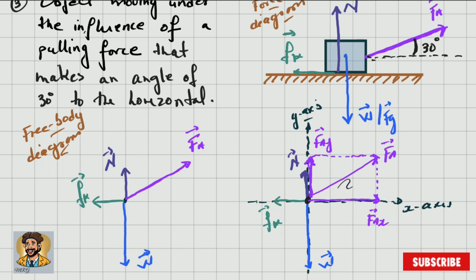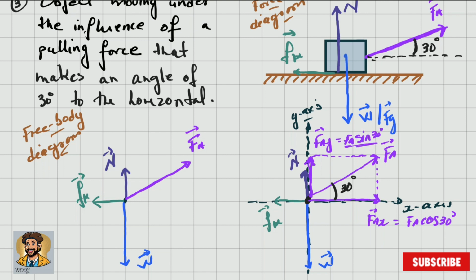Remember also that this one is 30 degrees in this case, and therefore you can calculate the applied force in X and the applied force in Y. Okay, and if you do the calculation, you get that this one is the applied force multiplied by the cosine of 30 degrees, and this one will be equal to the applied force multiplied by the sine of 30 degrees.